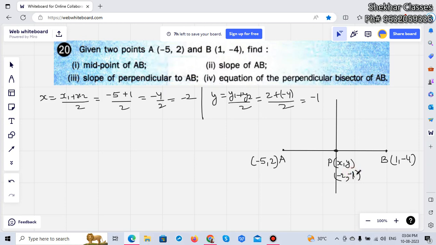Okay. Now we have got x and y of it. Now what do we have to get? We have to get the midpoint of AB, which we have got. That is minus 2 comma minus 1.